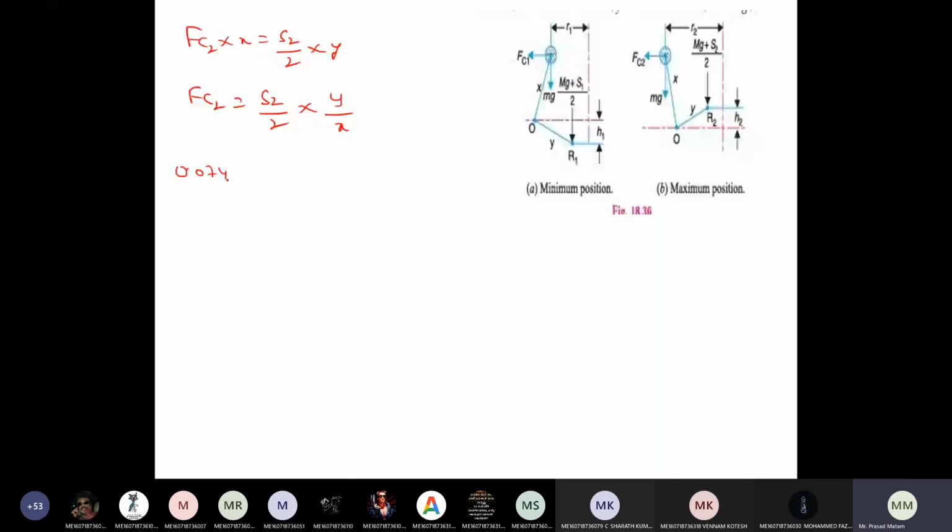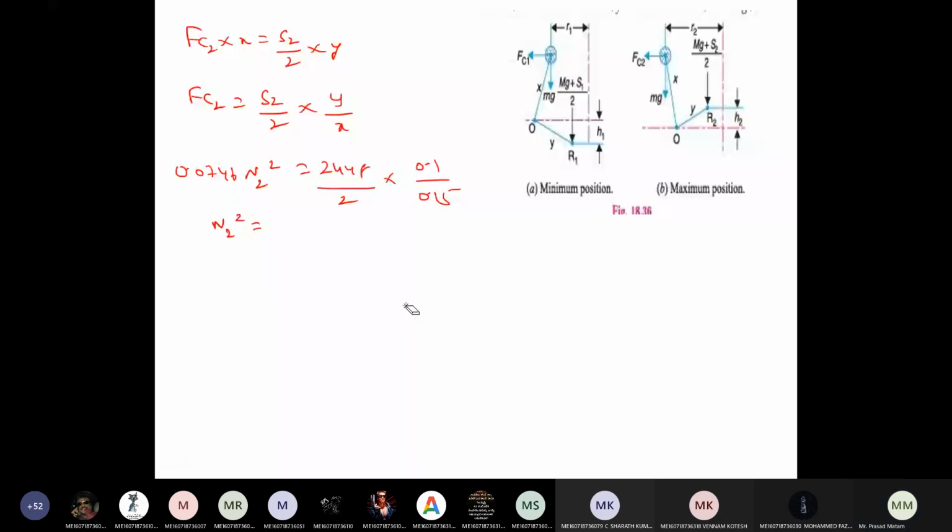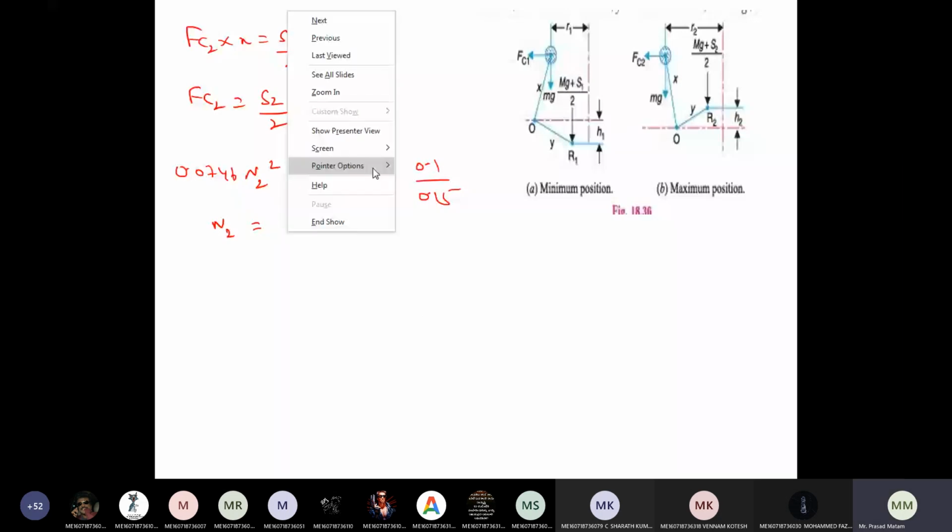0.0746 into N square, which is S2, 2448 by 2 into 0.1 by 0.15. Okay. So from this get N square value, or get N value straight away. Solve and give me this N value, students. I don't want N square. Give me N value from this. On solving this N, I am getting it as 331 RPM.